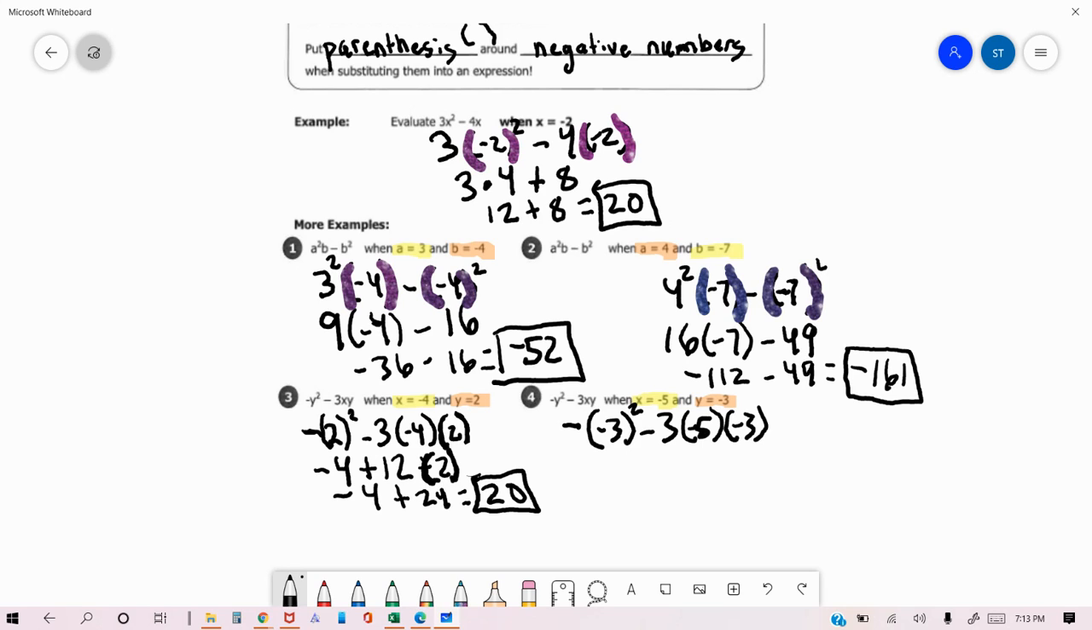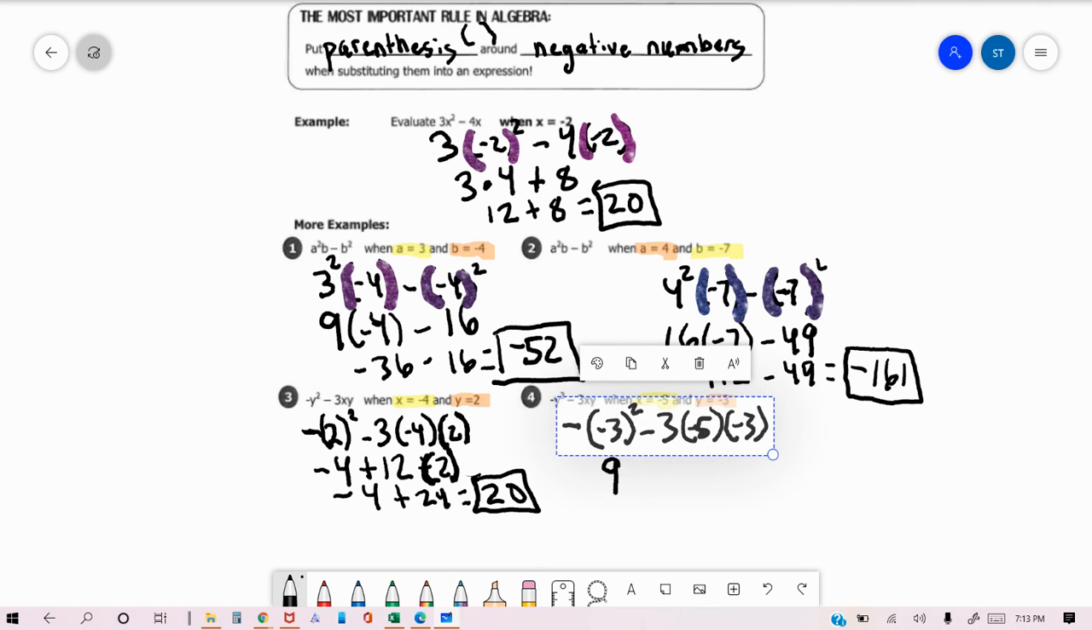Okay, so this is very similar to the first one, only it threw us a negative. Okay, so it doesn't matter what we do with negative 3 squared, it's always going to be a positive. Okay, but we have this negative out front here, so we have to make it a negative. All right, so then we're going to go ahead and multiply negative 3 by negative 5, which makes positive 15. And then we're going to multiply positive 15 by negative 3.